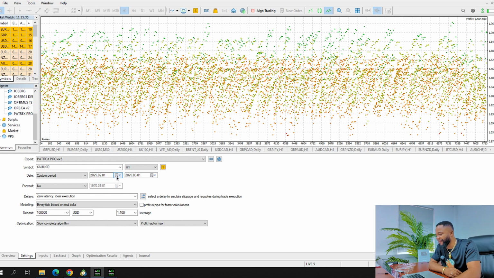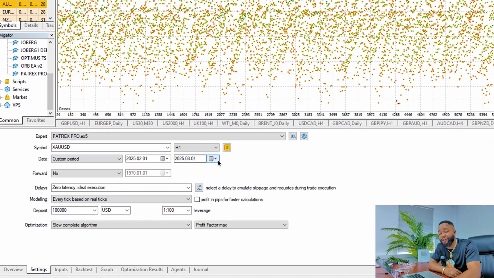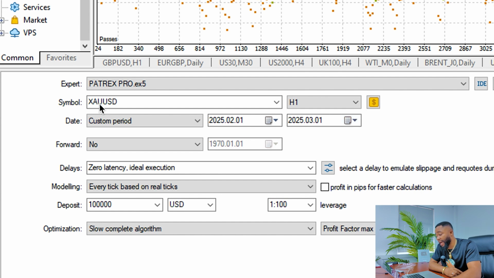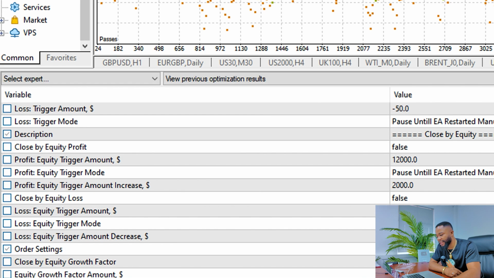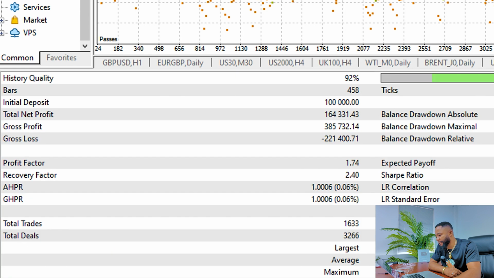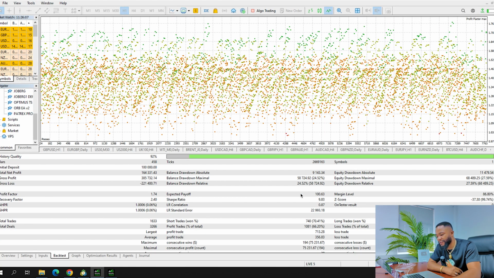So this one was from the 1st of February to the 1st of March, within 1 month. I was just backtesting it on gold, XAU USD, on a 100K account, with leverage of 1:100. These were my inputs, the same inputs right there, and these are the backtesting results. You can see total deposit $100,000, total net profit $164,000. We made $164,000. That's gross profit, gross loss, and you can see our drawdown is very, very good.